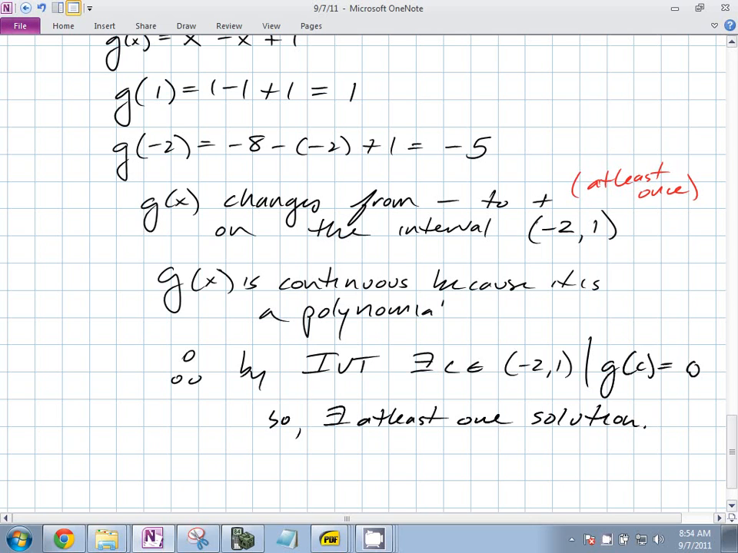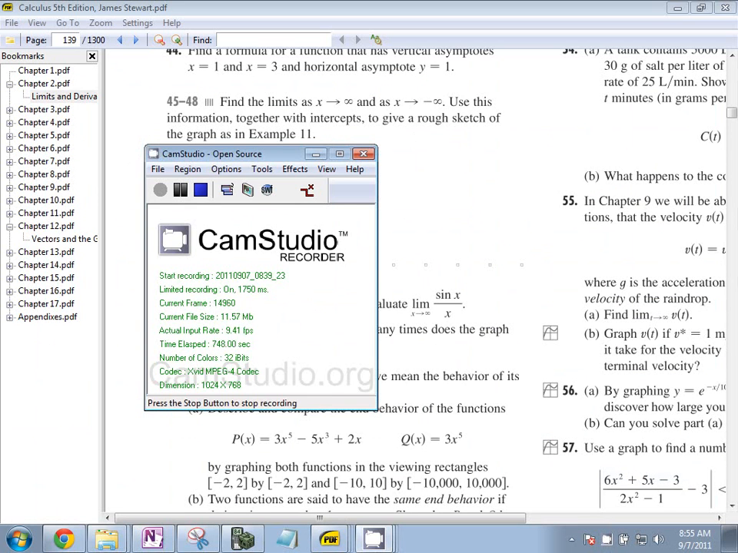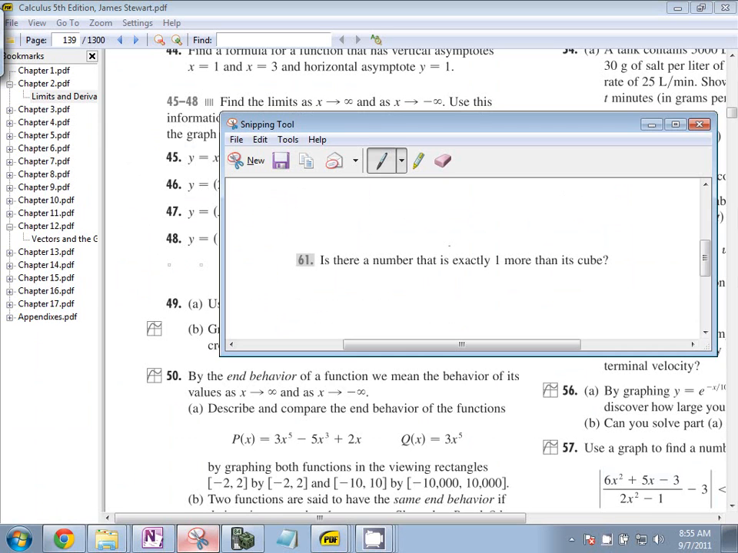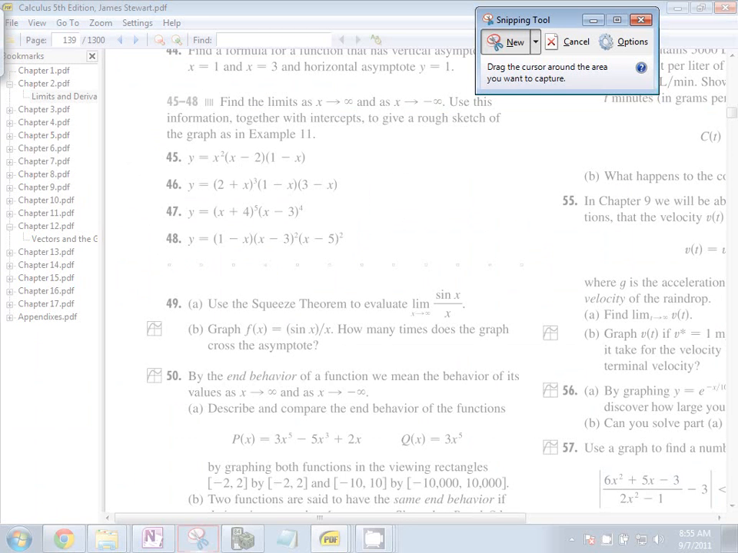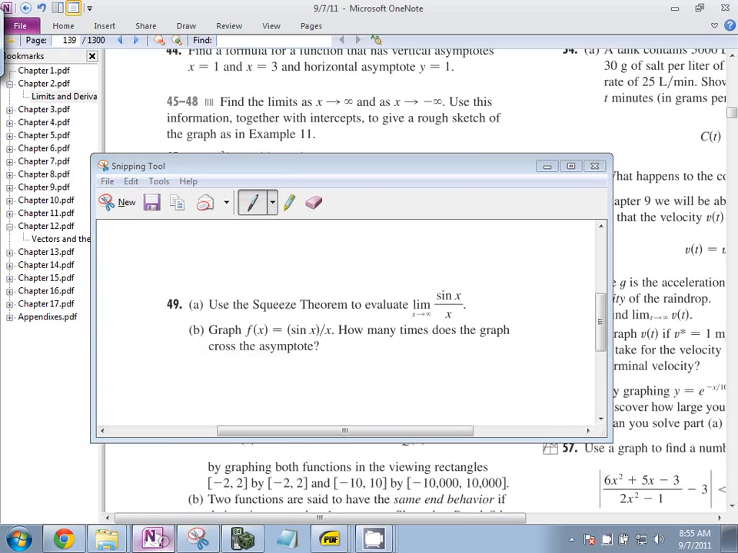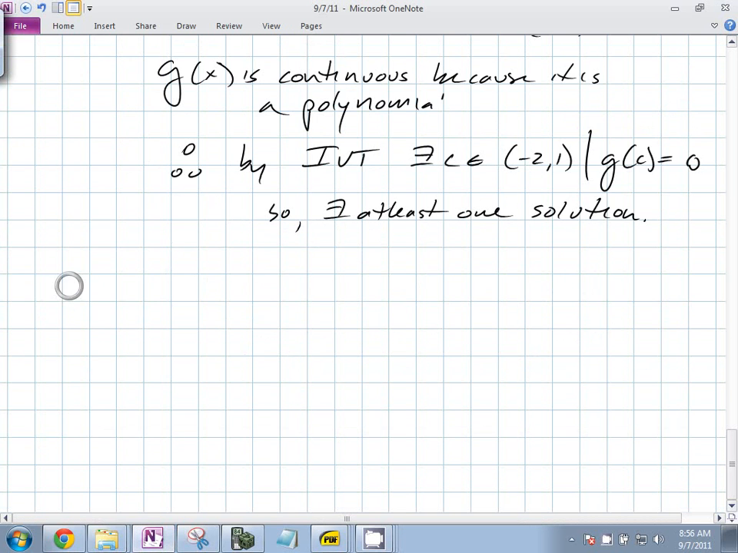Jackie, stand up. Okay. So it says use the squeeze theorem. We already talked about the squeeze theorem, didn't we? In this class, have we talked about the squeeze theorem? Yes or no? Yes. Good. You grabbed it. Thank you.